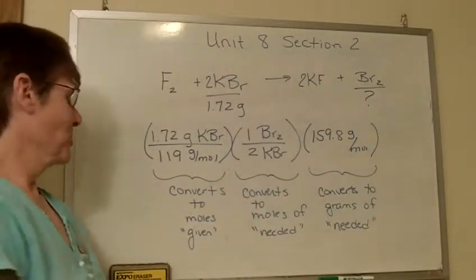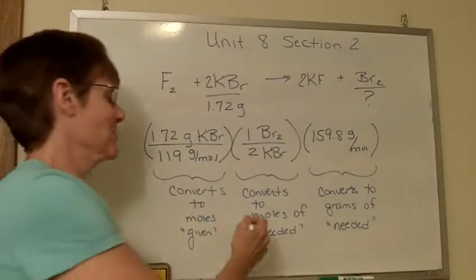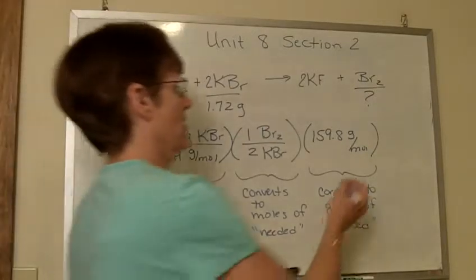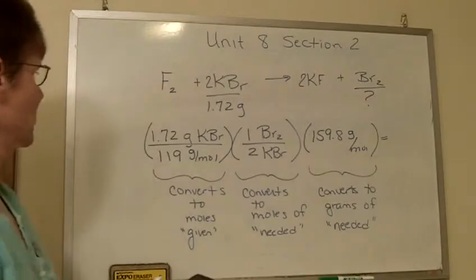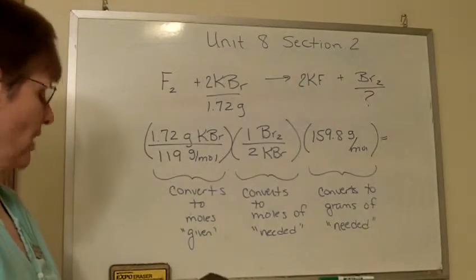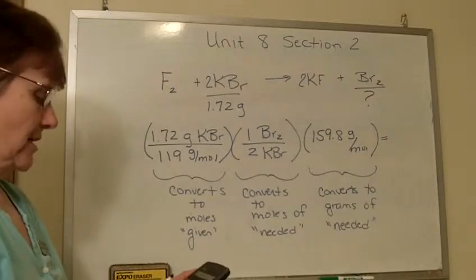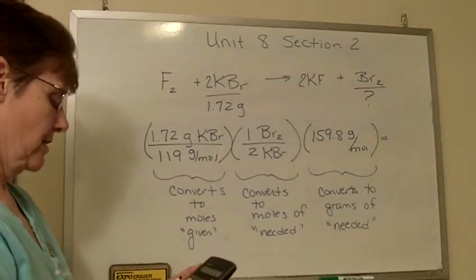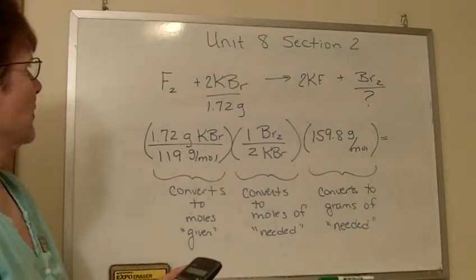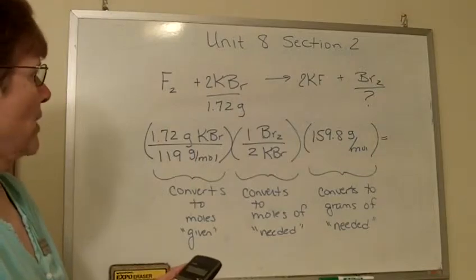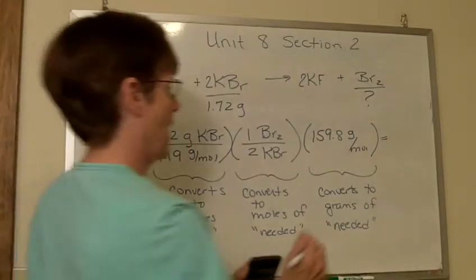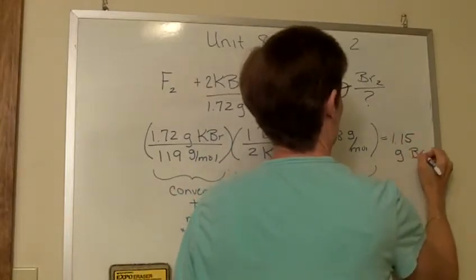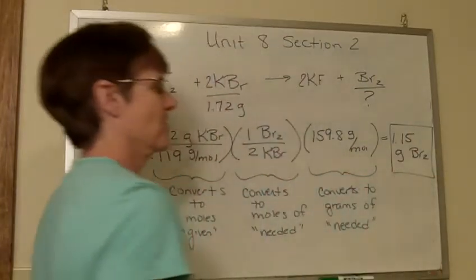All right, so we'll use these terms. Given, that's what the problem gives you. Needed, that's what you need to find to answer the question. And we have 3 steps to get there. So let's go through the math here. 1.72 divided by 119, and then we'll divide that by 2 and then multiply by 159.8. Now, significant figures, I think 3 would be the max that I can keep here, so I have 1.15, and that will be grams of Br2, so that is the final answer there.